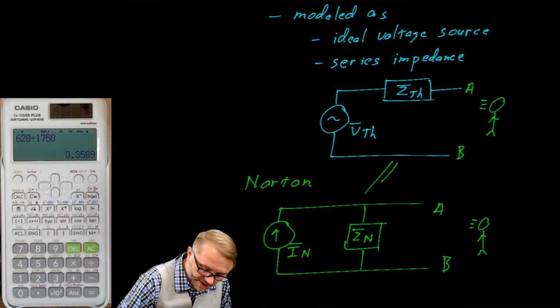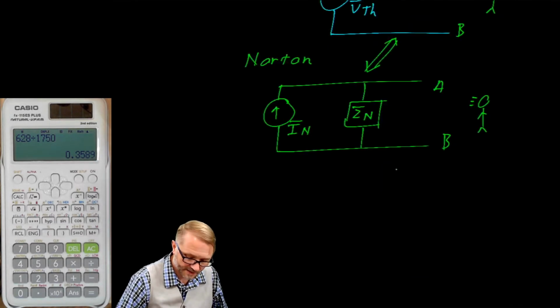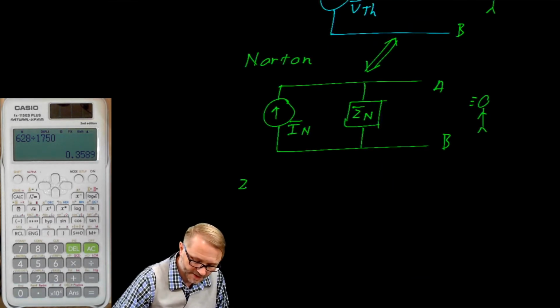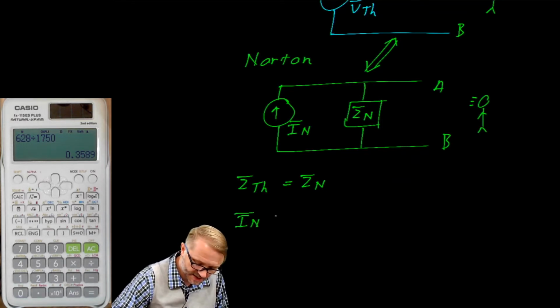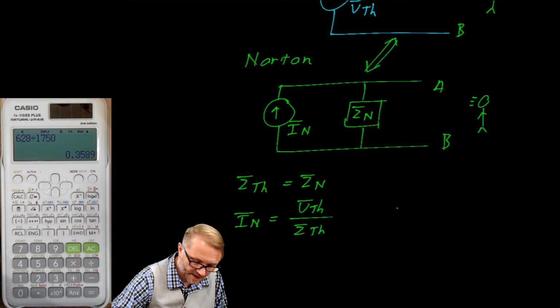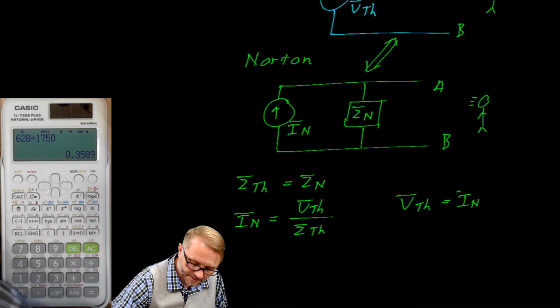Recall that we can transform our circuit between Thevenin and Norton. We have a few straightforward tools for that. The Thevenin impedance is equal to the Norton impedance. The Norton current is equal to the Thevenin voltage over the Thevenin impedance. And finally, the Thevenin voltage is equal to a Norton current times the Norton impedance.